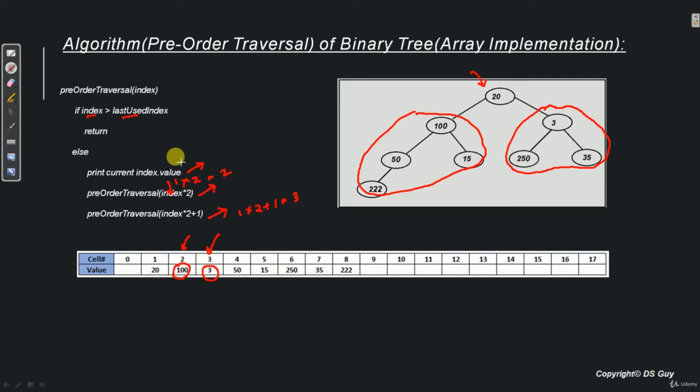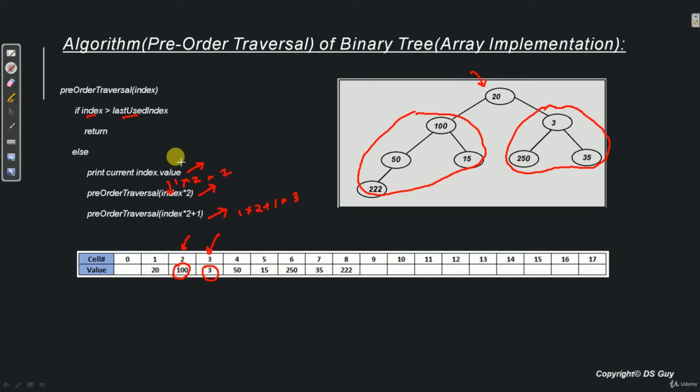Now I am not going into the details of how the internal stack and all those things work. If you want to see all that, please go to the pre-order traversal of a binary tree linked list implementation video. We have talked about all those things in a lot of detail. Now since the internal stack working will be exactly the same, I am not going into the details once again. Fine. So I hope you have understood how to do a pre-order traversal.